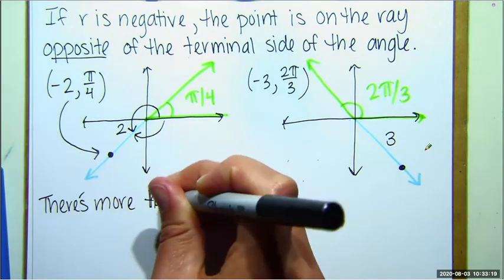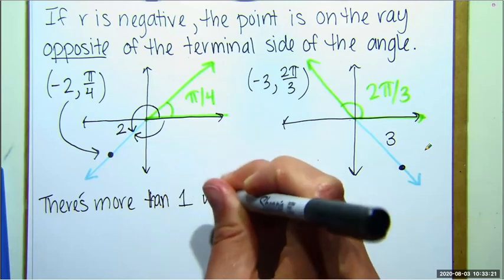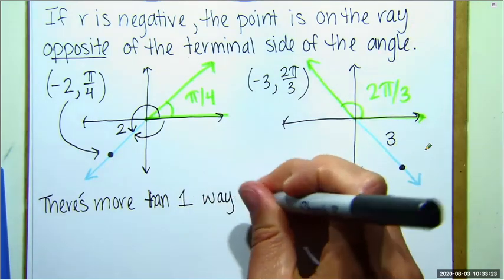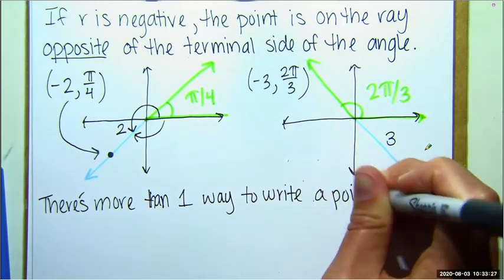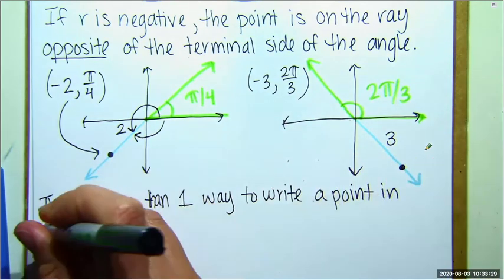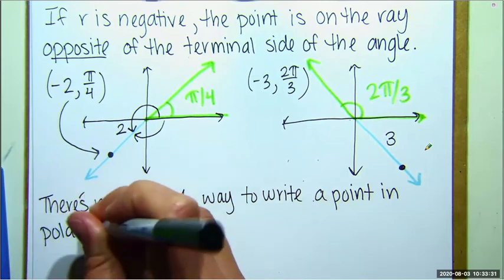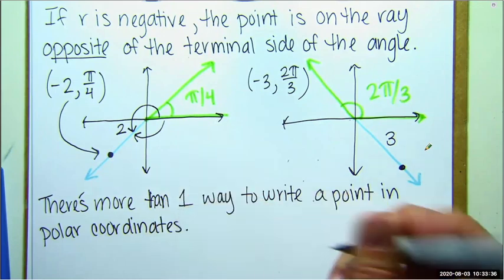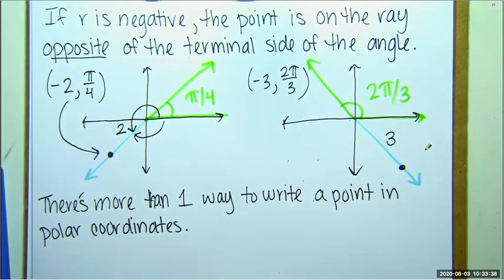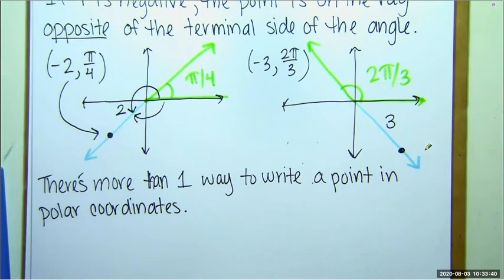There's more than one way to write a point in polar coordinates. Turns out there's actually an infinite number of ways to write a point in polar coordinates.